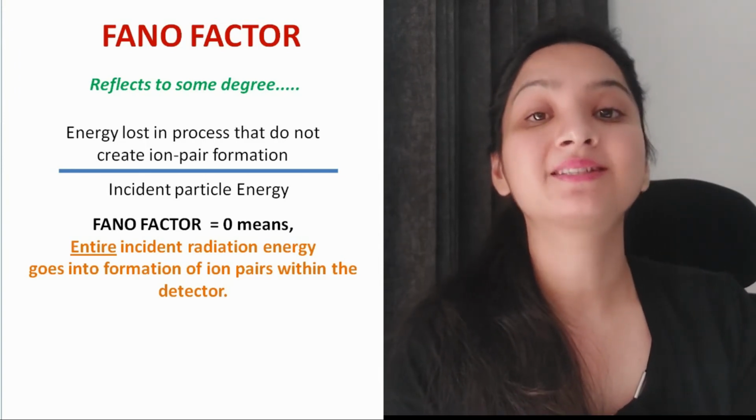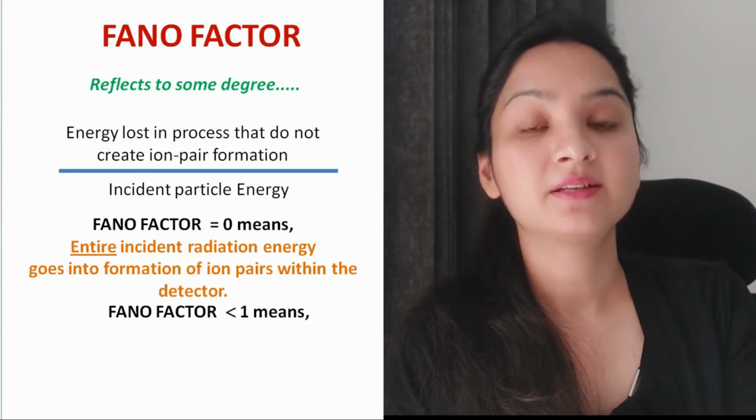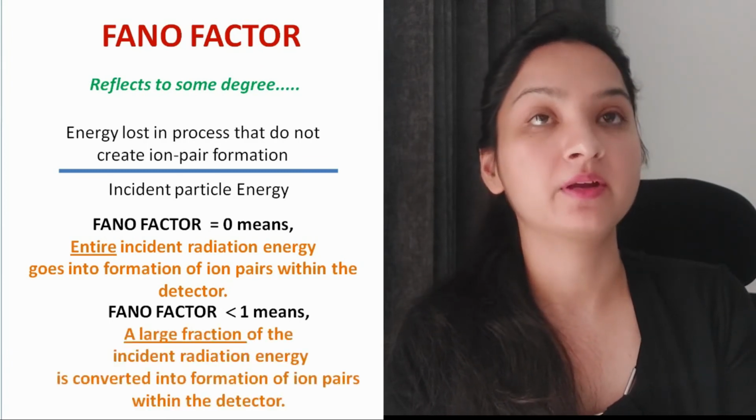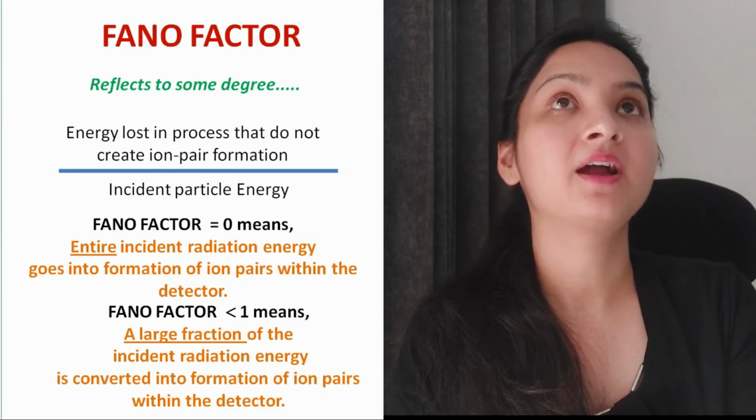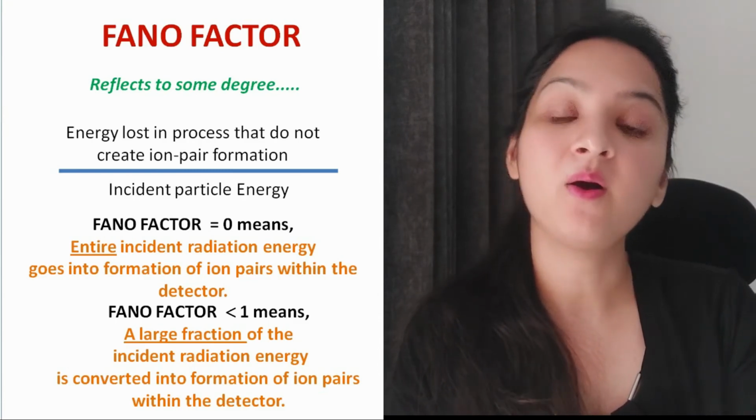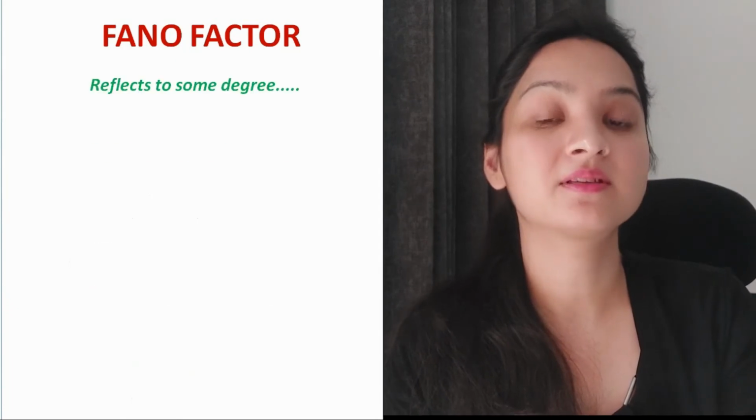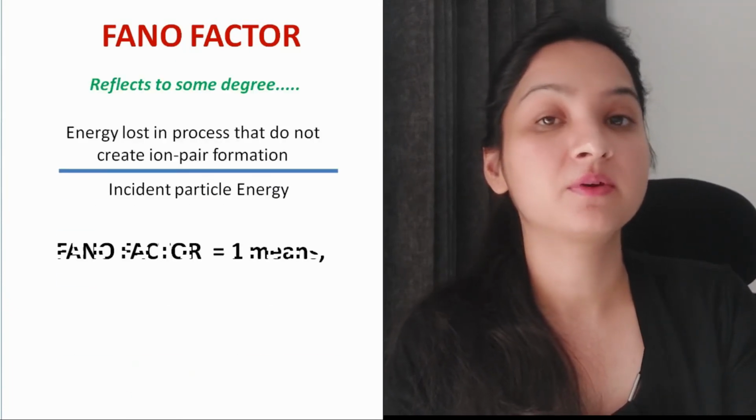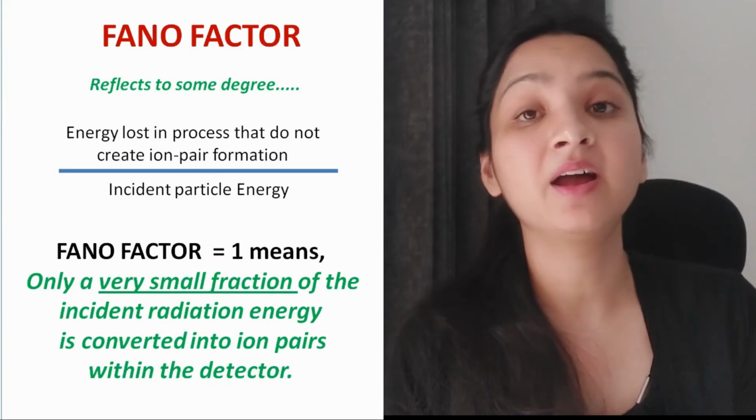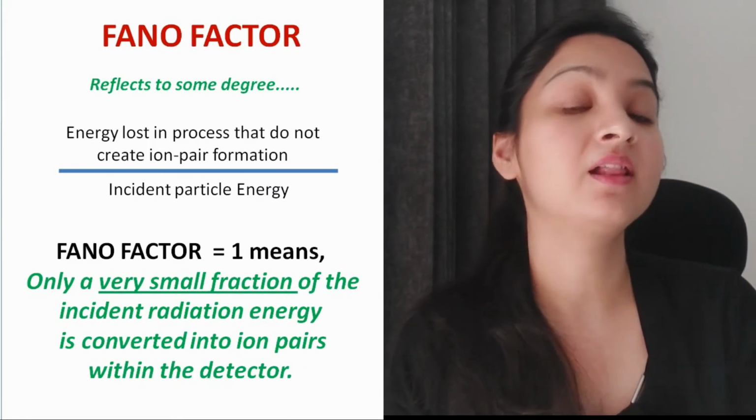दिस फैनो फैक्टर लेस देन 1 इंडिकेट्स दैट out of the total incident energy, some amount of energy goes in processes that do not create ion pairs. But it is to be noted that Fano factor equal to 1 doesn't mean that all the energy is going in processes which do not lead to formation of ion pairs. And what the hell are we doing here? अब अगर ion pairs ही नहीं मिल रहे आपको तो what the hell are we doing here?